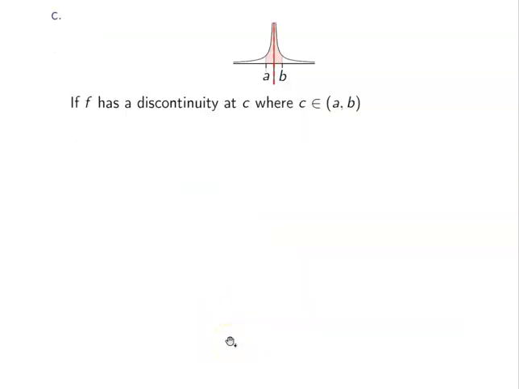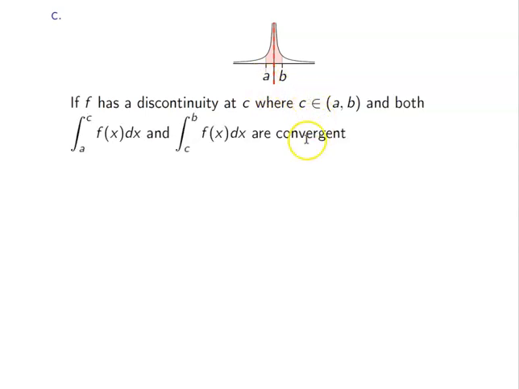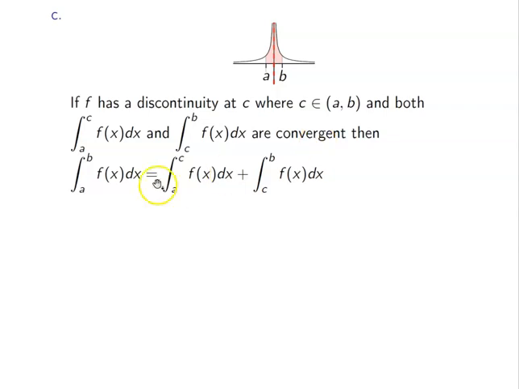C is a mixture of both. If f has a discontinuity at c, where c is between a and b, and the integrals from a to c and from c to b are both convergent, then we can integrate over the entire thing and just add the two convergent integrals, from a to c and from c to b. So let's do an example.